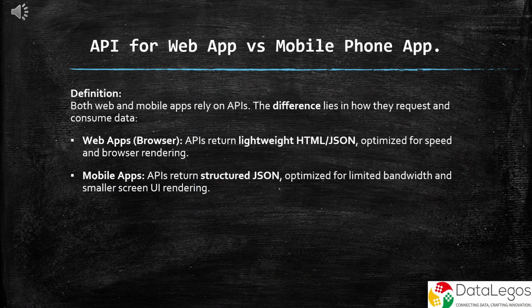Both web and mobile applications rely on APIs, but how they request and consume data can differ. For web apps, APIs often return lightweight HTML or JSON, optimized for browser rendering and speed. For mobile apps, APIs return structured JSON, which is optimized for limited bandwidth and smaller screens.